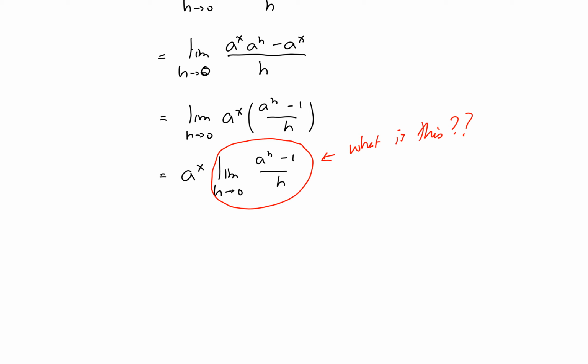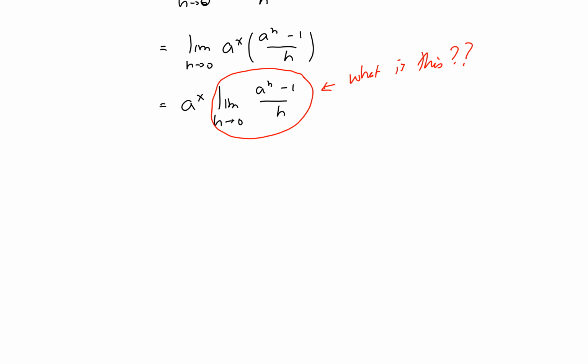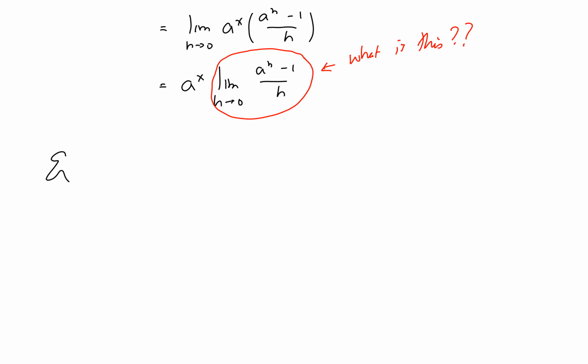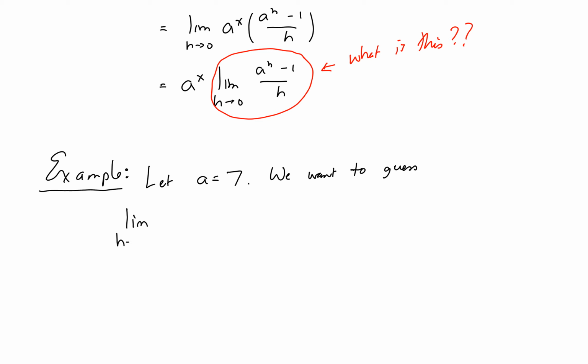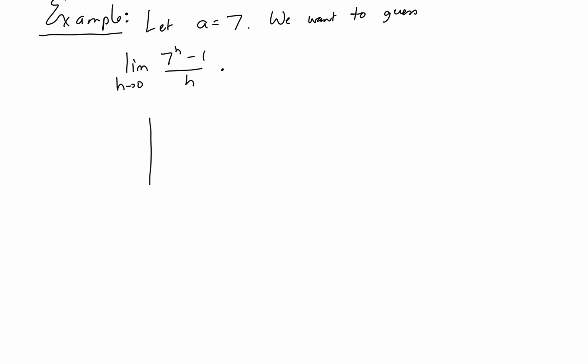So what we're going to do is pick a particular value of a, and we're going to do some tables and see what this is in that case, and then we'll be able to guess the general case from that. So let's take a to be 7. So we want to guess, an educated guess, the limit as h goes to 0 of 7 to the h minus 1 over h. So we got pretty good at guessing these limits in the early section, so let's go ahead and make our tables.